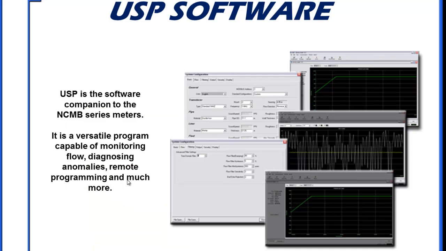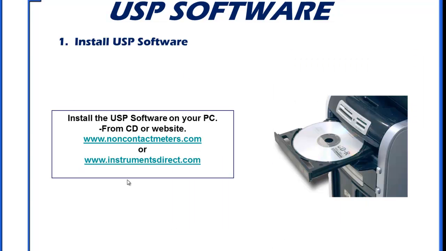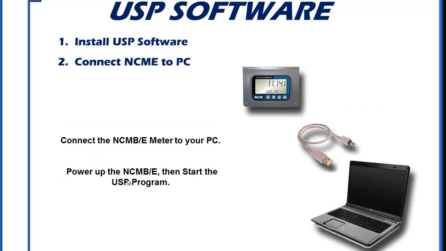So you can set this device up with a keypad. You can also set this device up with a piece of diagnostic software, which we provide free, and you can also get the software from our website. The USB software is available for download for free. You can use that, and it gives a little more information. You can download it from the non-contact meters website or the Instrumentsdirect website, or we provide it to you on a CD.